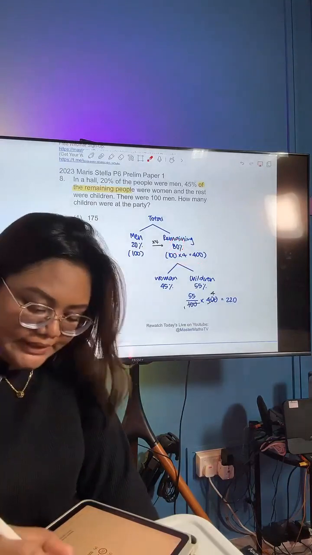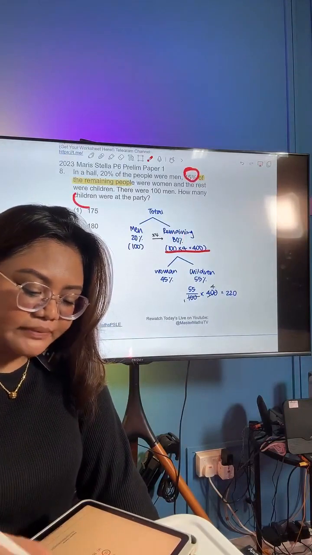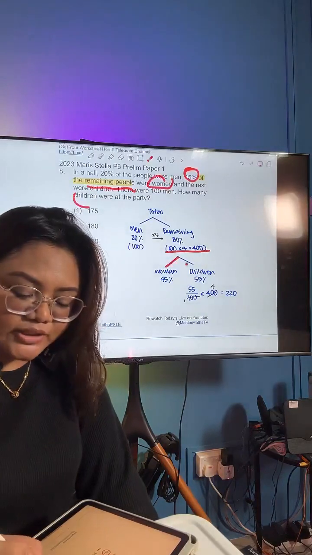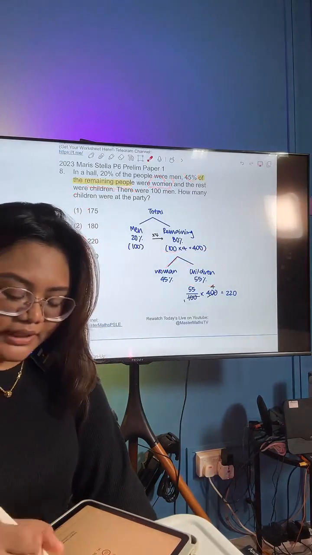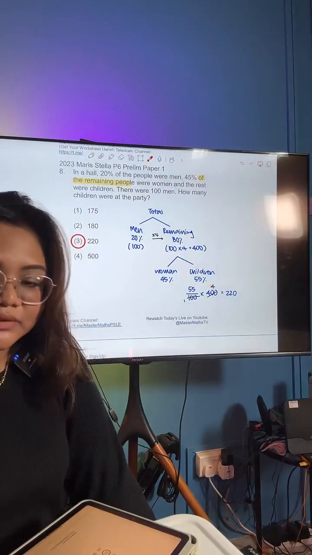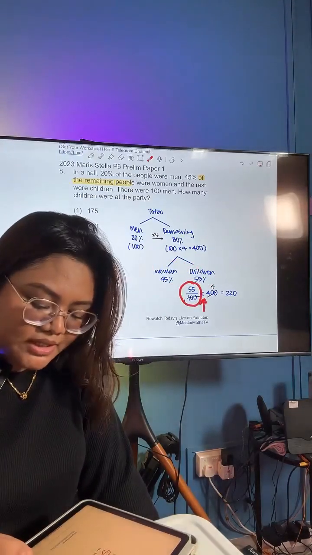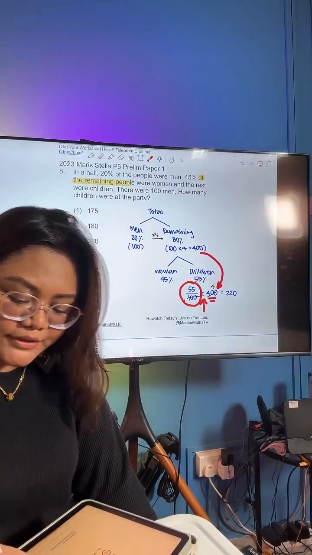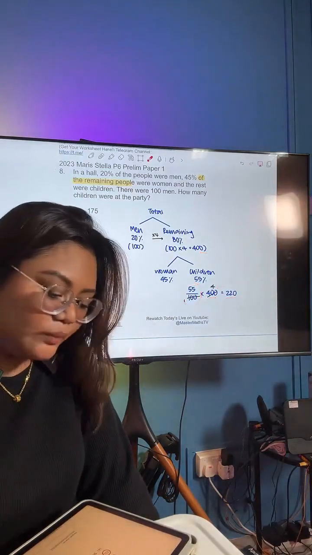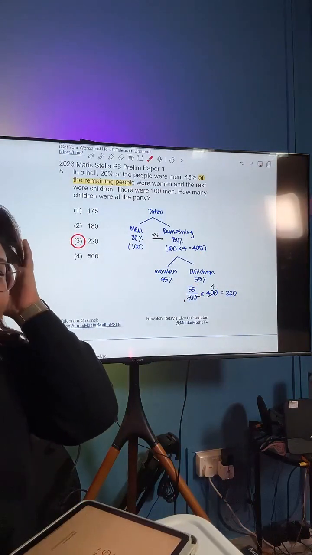Next. To find the children, if there are 45% of the remaining to be women, the balance, 100 minus 45 gives us 55. So children is 55% of the remaining. So 55% is 55 over 100 times the remaining we have found to be 400. So 55% of 400 is 220. That's how we find the children. This was from Maris Stella Primary 6 Prelim Paper 1 from last year.